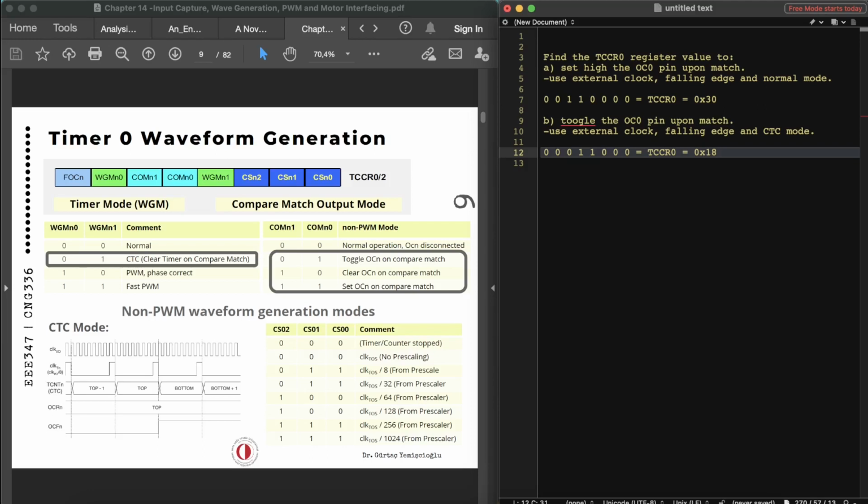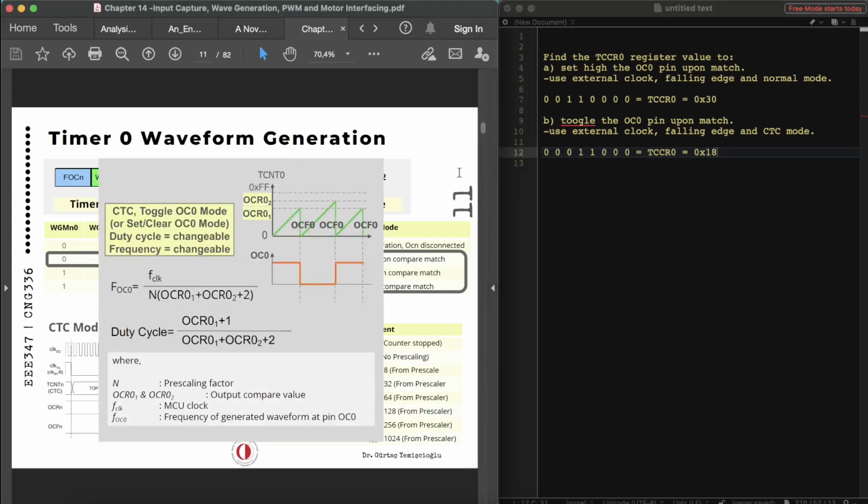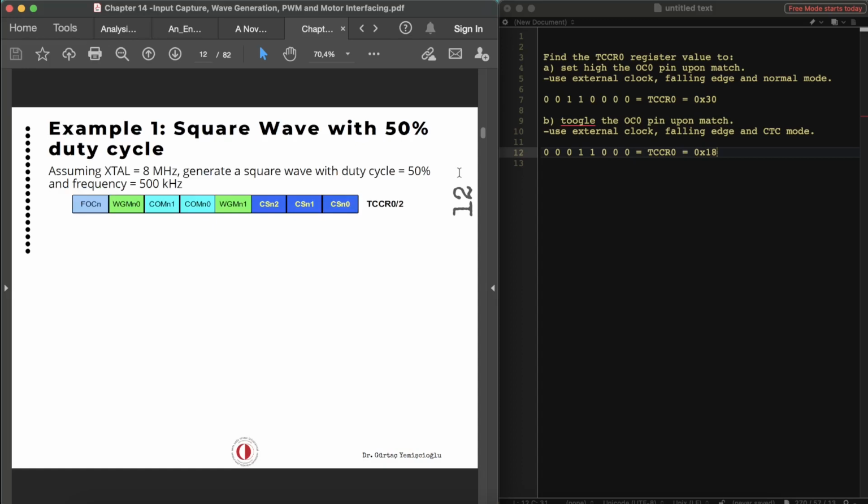Right, so far we have seen how we can do this, and let's do a couple of examples by using these formulas that we have got for generation of a waveform. So the first one is example 1, square wave with 50% duty cycle. Assuming we have got an 8 megahertz clock, generate a square wave with 50% duty cycle and frequency as 500 kilohertz. Okay, now first thing to do is we have to do the calculations.